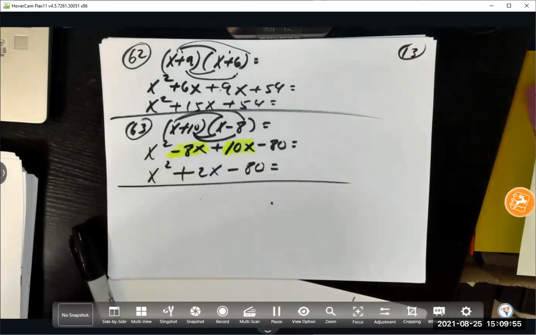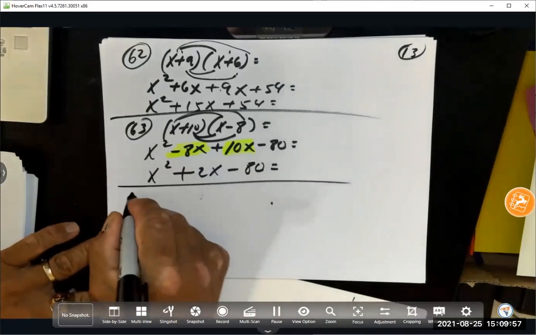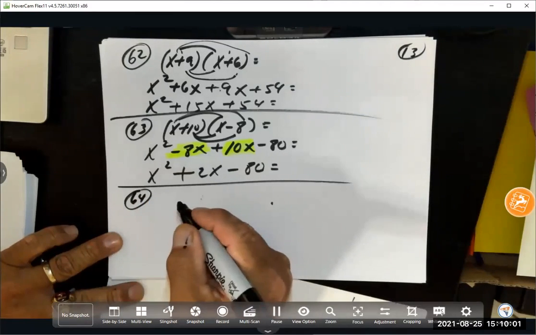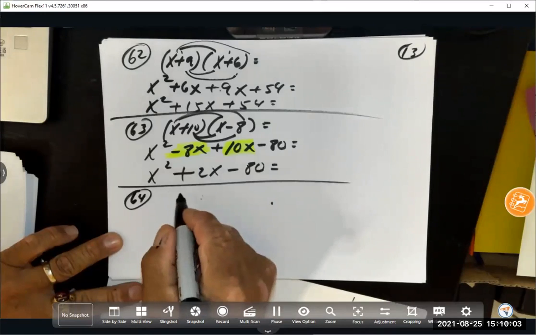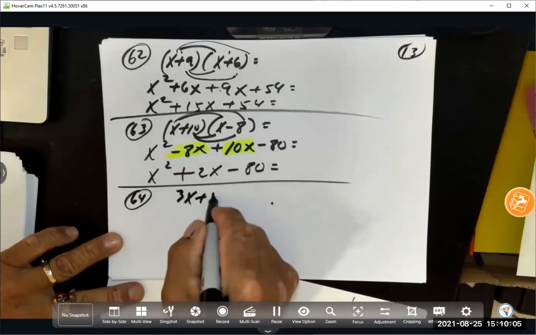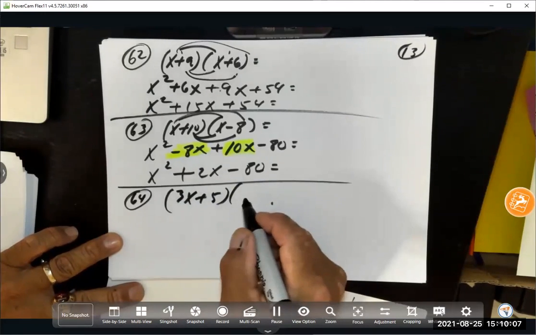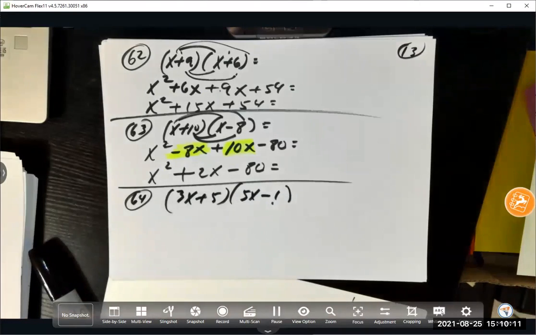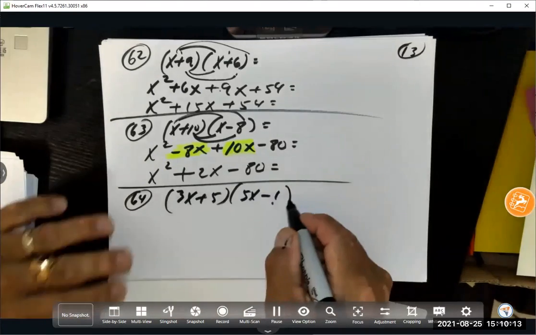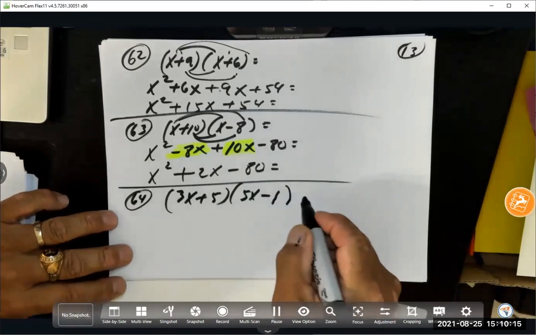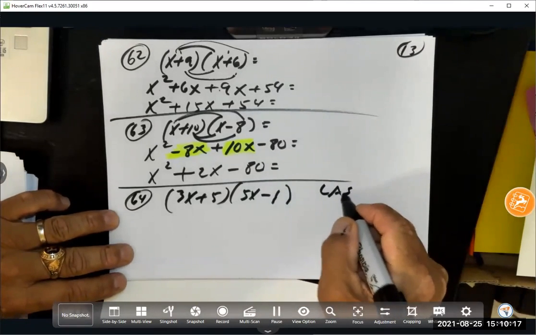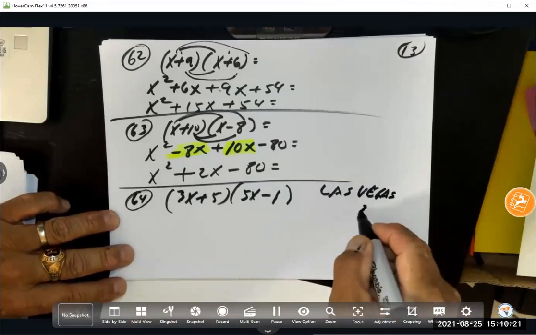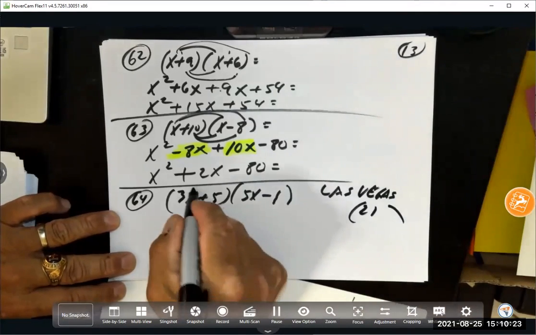All right, I'm going to go to 64 now. 64, same kind of problem. It's going to be different numbers, okay? Let me see. 3x plus 5 times 5x minus 1. There it is. 3x plus 5 times 5x minus 1. I think Las Vegas again or something. One day you'll go there. You're 21 years old.